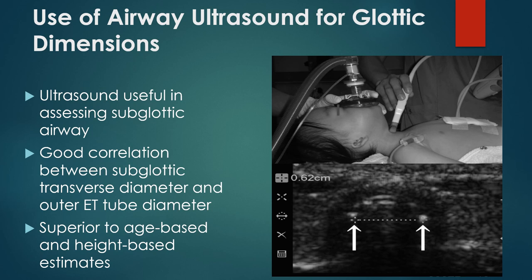But here you are making a very nice little estimation of the child's tube size. Here you've got 0.62, which is the outside diameter of the endotracheal tube, which is, I don't know, probably a 4.5. But you can see here that you're measuring basically between the subglottic transverse diameter on either side and getting this nice little measurement here. You can do this with your butterfly. I've got an example in just a moment I use with my Sonosite.